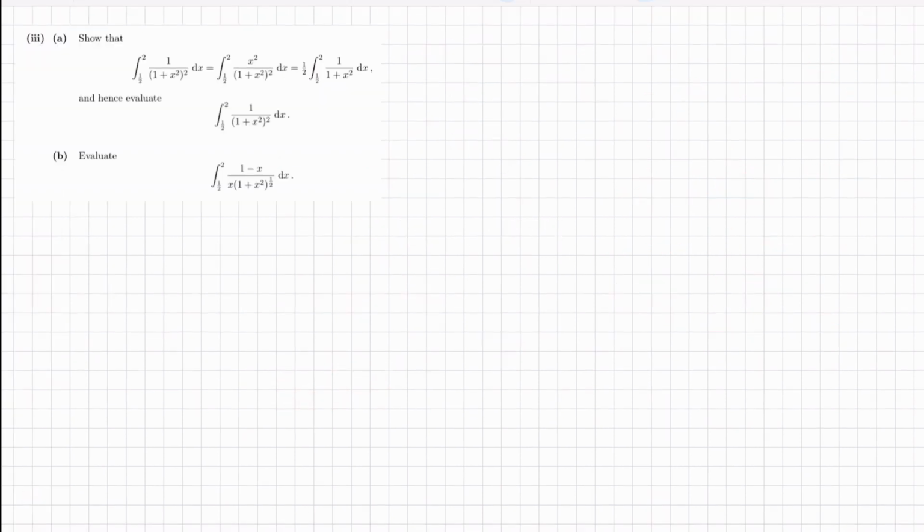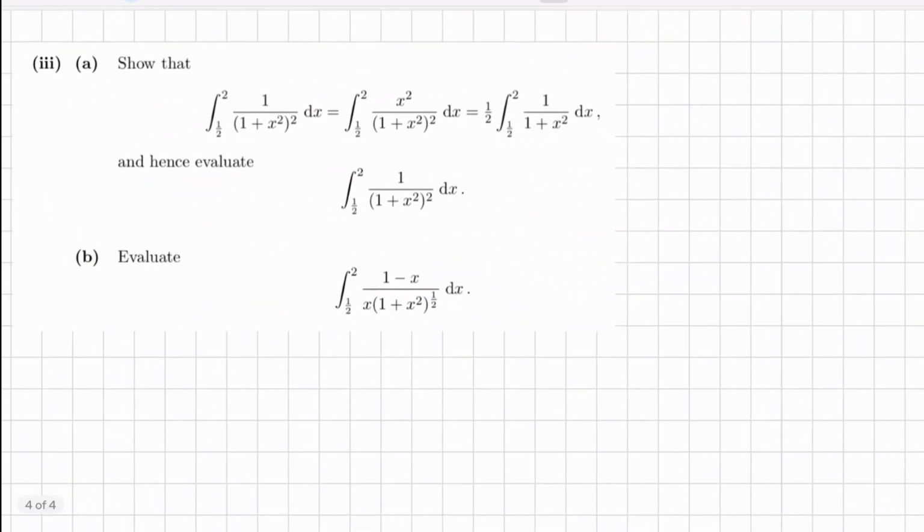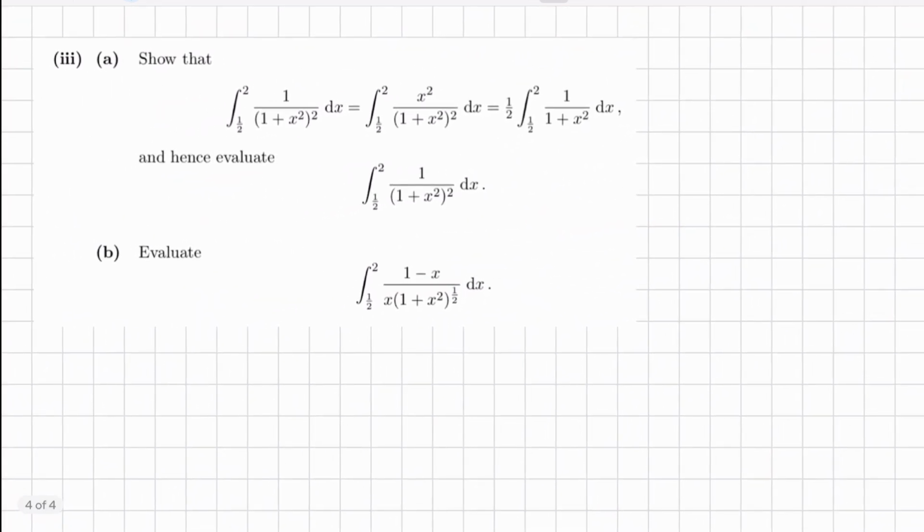Now we're on to the final part 3 of the question. Let's zoom in and have a look at the question for a second. The integral that we're trying to solve or show, we've got to show that it equals one thing, then something else, and then by showing that, evaluate an integral. Right?